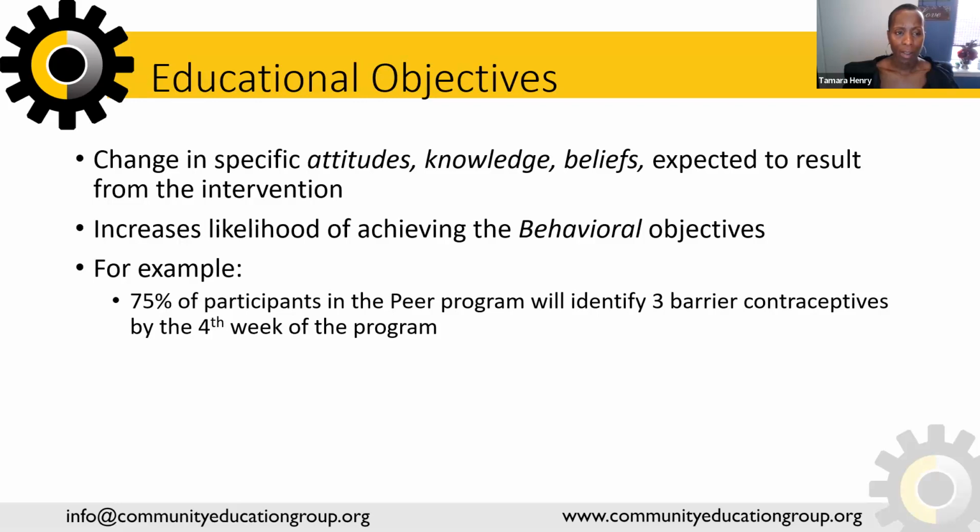So educational objectives seek to change specific attitudes, knowledge, or beliefs as a result of your intervention. It also increases the likelihood of people succeeding in the behavioral objectives, because in the educational component, you are providing individuals with information so that they will make better behavioral decisions. So you see, for example, in our educational objectives, it reads 75% of participants in the peer program will identify 3 barrier contraceptives by the 4th week of the program. And the reason the objective is written like that, because we need it to be specific, measurable, attainable, realistic, and timely.